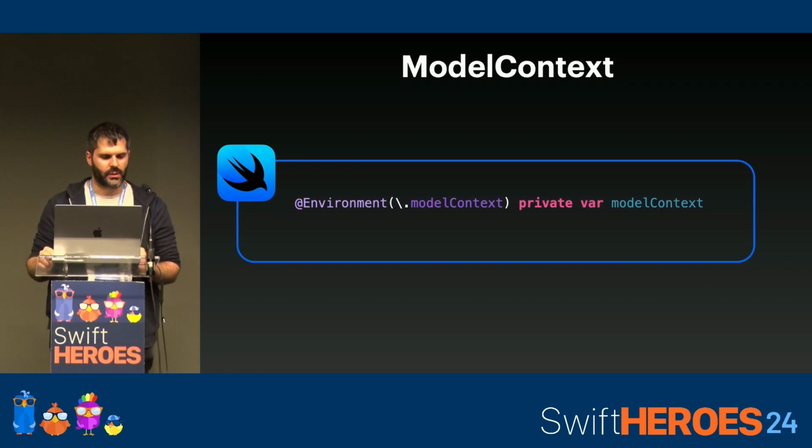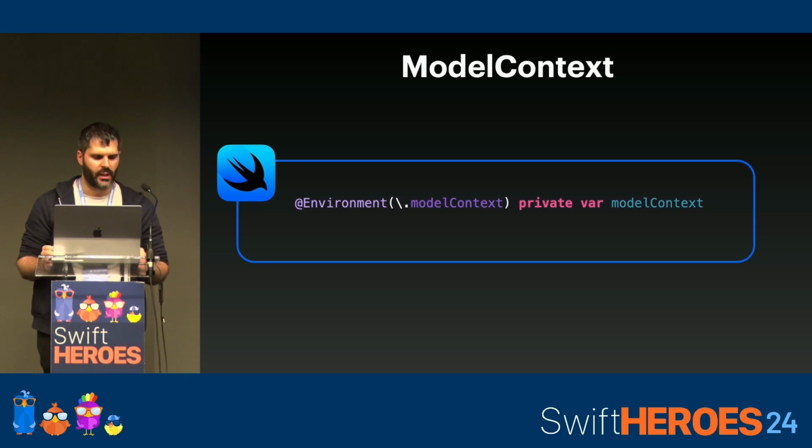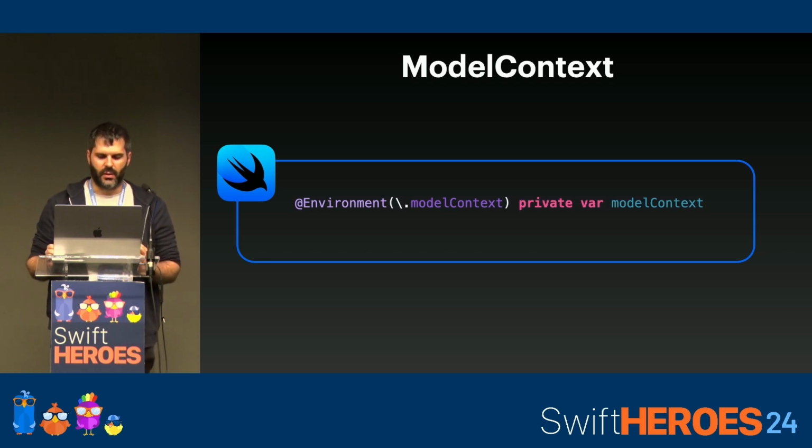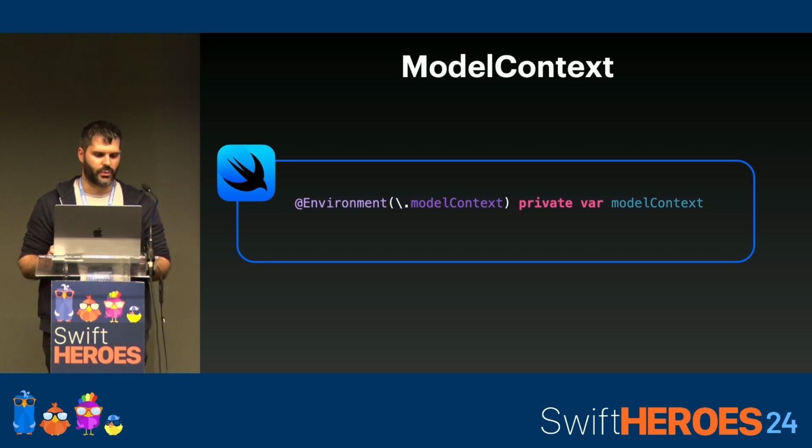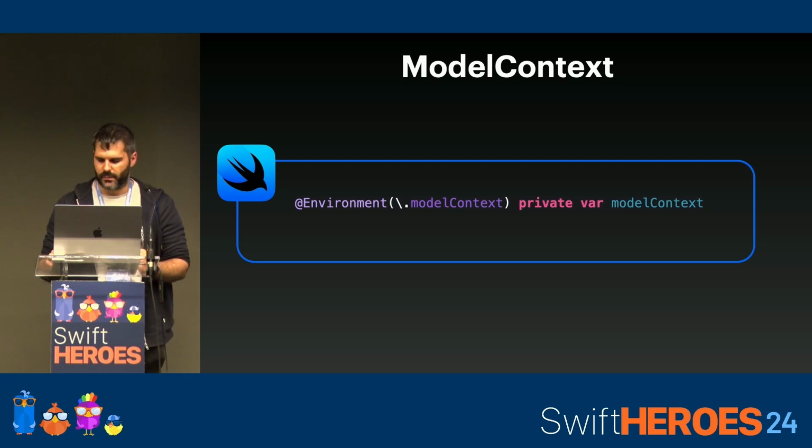Okay, we talked about model context. If we want to use it in our SwiftUI view, we can simply recall it with the environment property wrapper, and we have our model context. In this approach, the model context works on the main actor, so it's on the main thread. So if we want to change something in the UI, there won't be any problems.